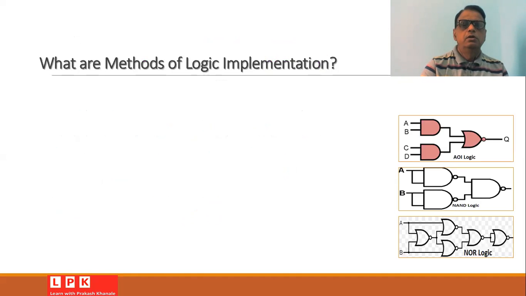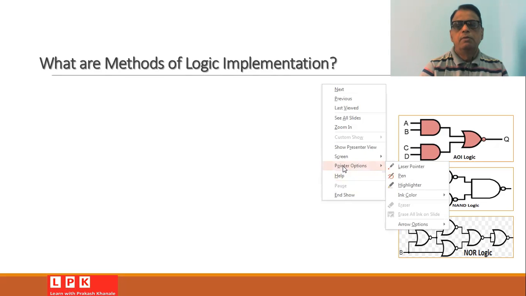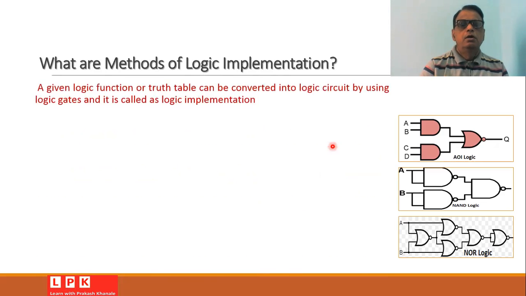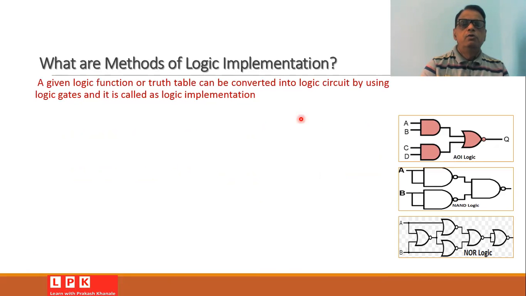So let us start the session with the question: what do we mean by the different methods for logic implementation? Whenever we have been given any truth table, this truth table or logic function needs to be converted into a logic circuit. To convert the given truth table into a logic circuit, we need to make use of logic gates. Whenever a given logic equation or expression is converted into a logic circuit, that is called logic implementation.